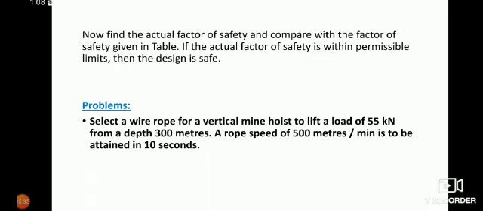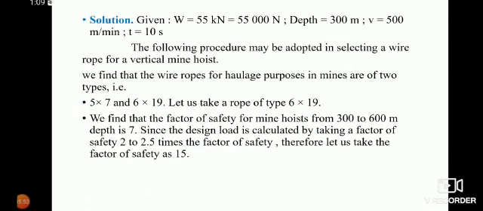Problem. Select a wire rope for a vertical mine hoist to lift a load of 55 kN from a depth of 300 meters. The rope speed is 500 meters per minute, to be attained in 10 seconds. Solution. Given data: W equal to 55 kN, 55 into 10 power 3 Newton, depth 300 m, velocity 500 meters per minute, time 10 seconds. The following procedure may be adopted in selecting the wire rope for a vertical mine hoist.